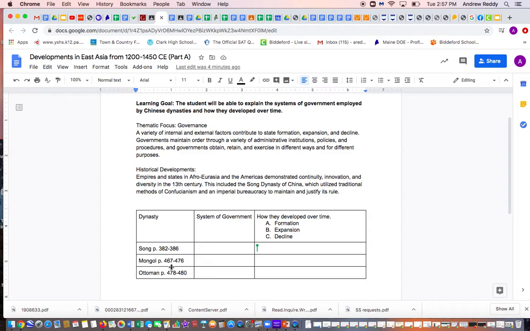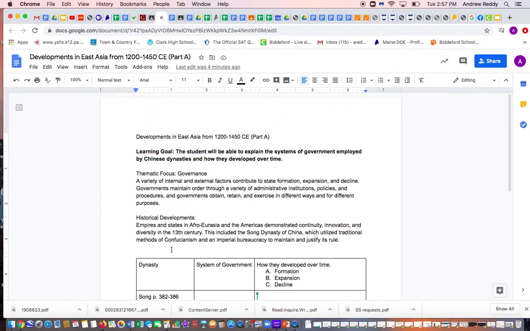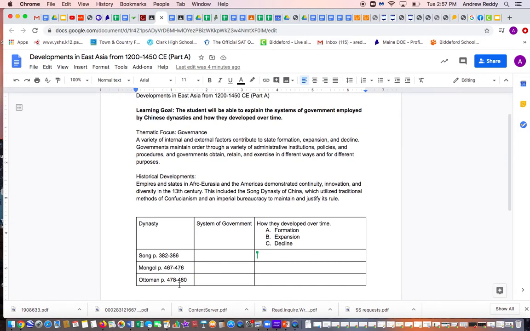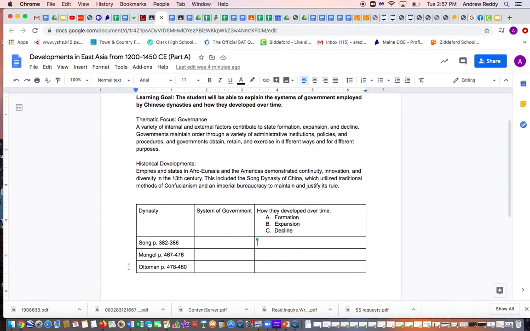Within the page numbers here, and again, you're going to have to open up the PDFs to determine which page numbers they are, but I believe the Song dynasty is in chapter 15, and the Mongols and Ottomans are in chapter 18, if I have those chapter numbers correct. So you will read those page numbers.